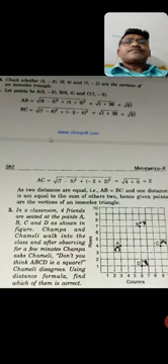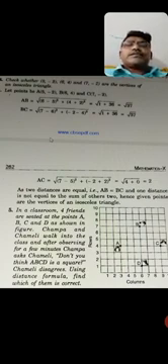This is the way to check whether a given triangle is an isosceles triangle or any other type of triangle, only by finding the distance, I mean the length of the sides. Clear to you? So next, we are going to question number 5.